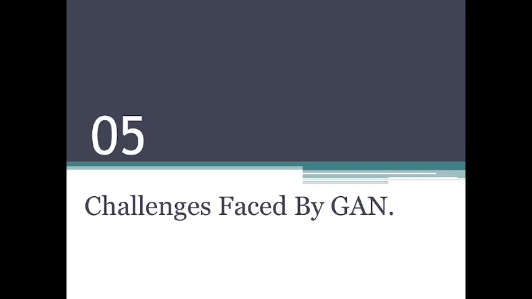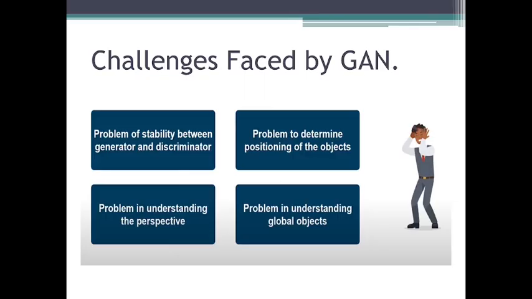Now, we will go ahead and take a look at a few challenges of generative adversarial networks. The concept of GAN is rather fascinating, but there are a lot of setbacks that can cause a lot of hindrance in its path. The major challenges faced by GANs: the first one is stability. There has to be stability between the discriminator and the generator network. Otherwise, the whole network would just fall.